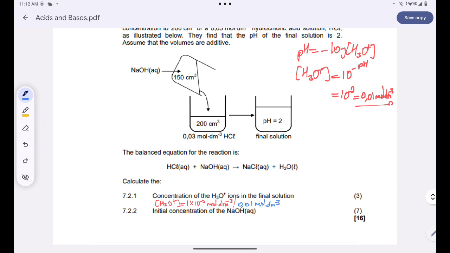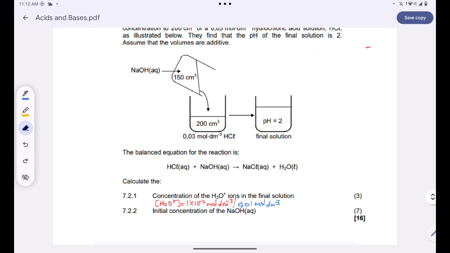Now they want us to calculate the initial concentration of sodium hydroxide. For us to find the initial concentration of sodium hydroxide, it will be safer for us to find the actual number of moles of the acid that reacted with sodium hydroxide. Remember that it will be easy to find the number of moles of the acid. Why? Because our acid is a standard solution. So before we do that, let's find out the number of moles of the acid which are in excess.